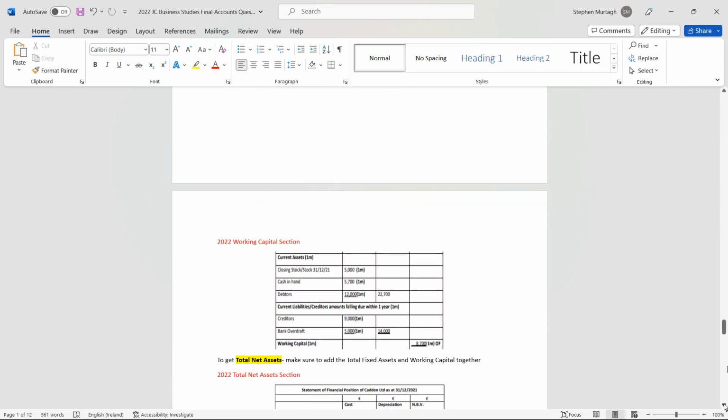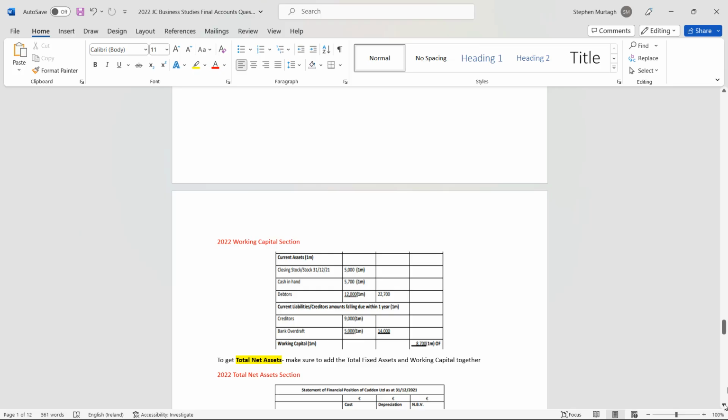So here's the section. When you've got your total fixed assets, the next thing you do is current assets, heading, 1 mark. You add them all up. It doesn't have to be in that exact order either, so don't worry as long as you've shown them properly. So closing stock, cash in hand, debtors, you could have had debtors first, it doesn't really matter. You add those 3 numbers up and you get 22,700.